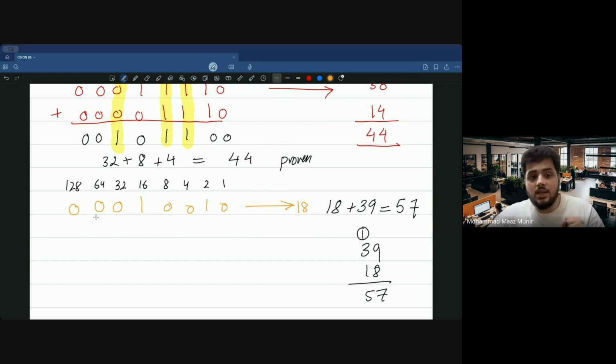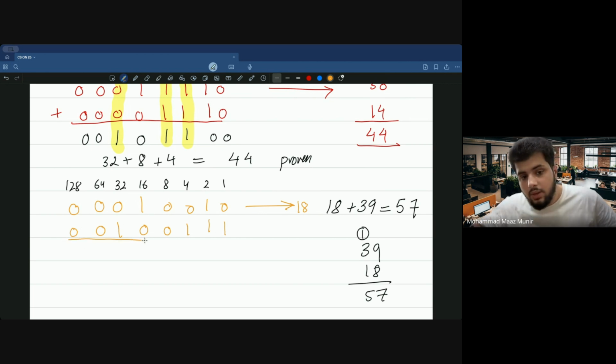The second one is 39. 0, 0, 32. Yes. And what do I need to add into 32 so that I can get a 39? It will be 7, right? 32 plus 7 will be 39. So it will be a 0 up here, 0 up here. 4 plus 2 is 6, 6 plus 1 is 7. So we get this as 39's binary.